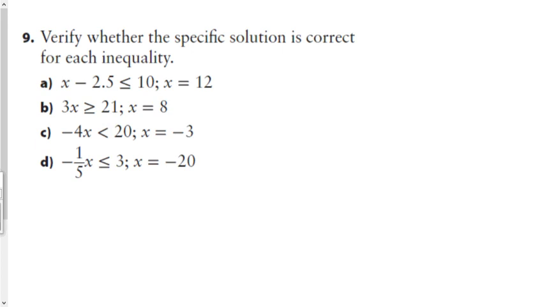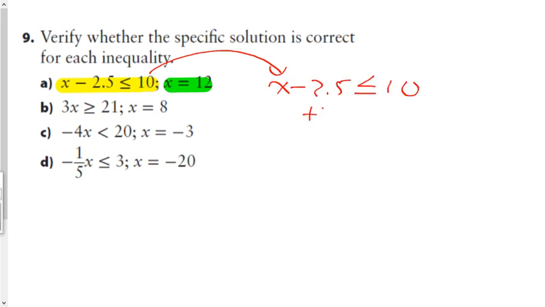Question 9 says, verify whether the specific solution is correct for each inequality. So here is your inequality, and here is your solution. I should do that in green, shouldn't I? There's your solution. Verify that your solution is correct. So there's 2 ways you can do it. Method number 1 is just simply solve your inequality. Right? Solve your inequality. And then check.